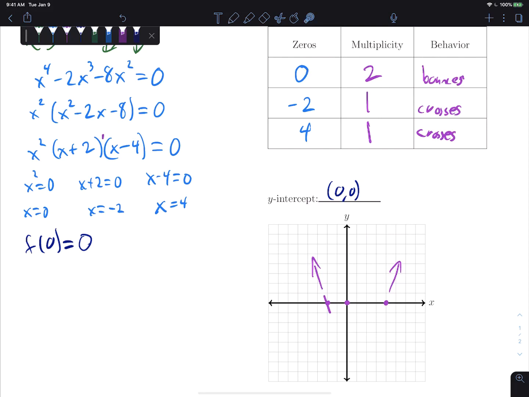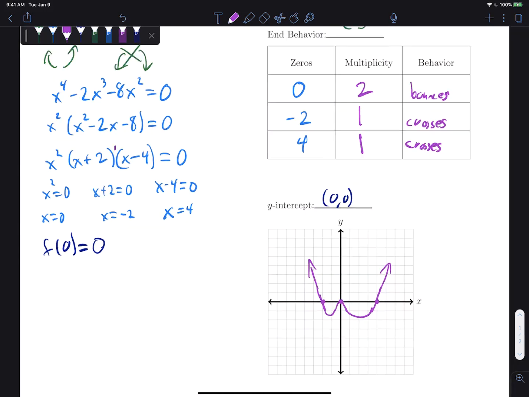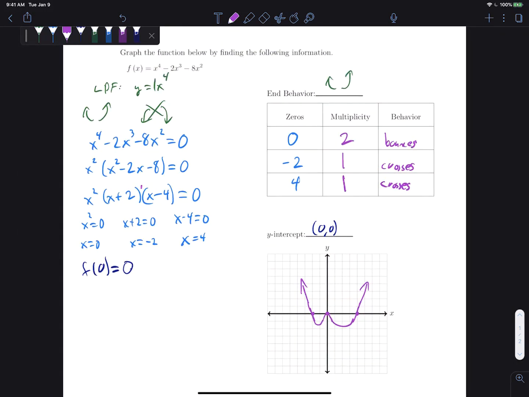At the 0, it bounces. So we're going back up towards the 0 and it'll bounce. And then at the 4, it crosses. So it'll go back towards the 4 and cross there. Awesome. And then just connect everything with a curve, or make it as smooth as possible. Again, it's not going to look perfect, especially if you type it into your calculator. It'll look very different from this, but the overall shape will be there. That's really what I'm looking for.